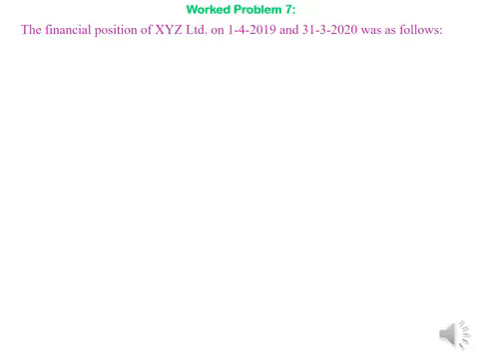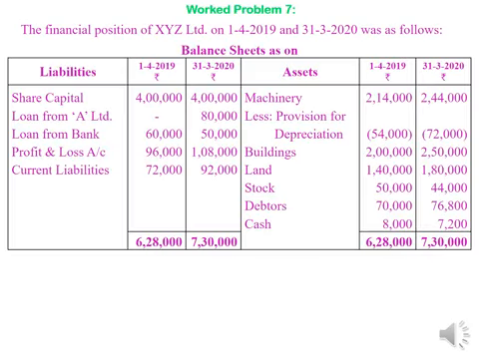Worked problems number 1 up to problem number 6, we have covered in part 1. Therefore, the numbering is continuing in this session. The problem says the financial position of XYZ Limited as on 1/4/2019 and 31/3/2020 was as follows. Balance sheet on both the days is given.